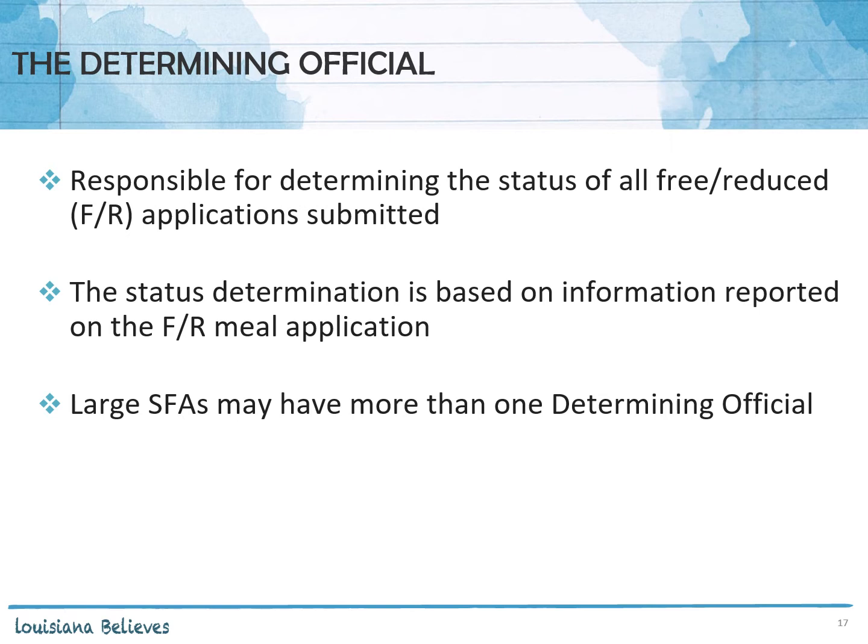The determining official is responsible for the "for school use only" section of the application, which we will discuss more in later slides. Larger SFAs may have multiple people designated for the determining official role. Many schools will allow the manager for each school to be the determining official for all applications coming in at that school.